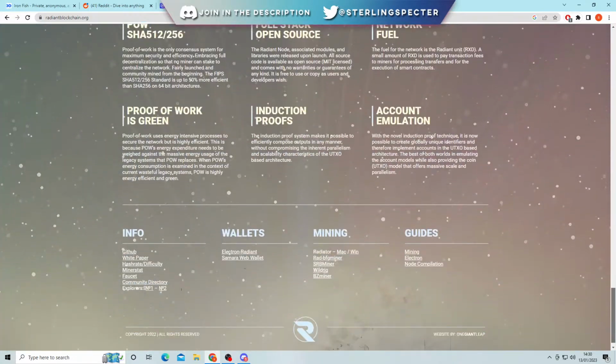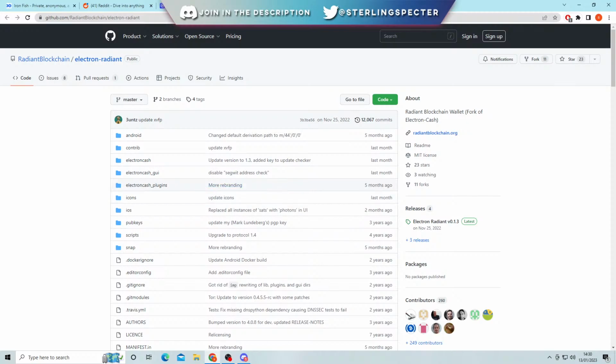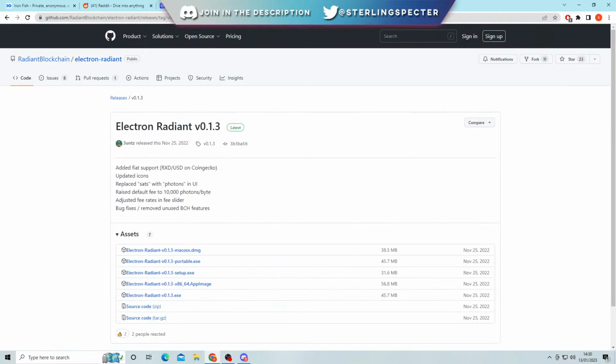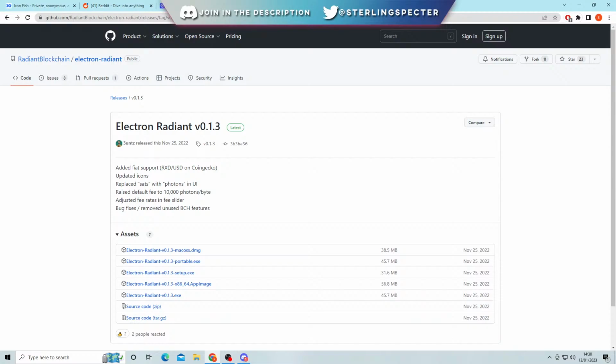On the GitHub, you want to scroll down to the bottom. If you click on this Electron Radiant wallet at the bottom, it'll bring you to this GitHub page, but this is just all the stuff for the wallet. If you want to download the actual wallet app program, you want to click on this Electron Radiant wallet V13, and then you want to click any of these, basically, whichever one applies to your operating system.